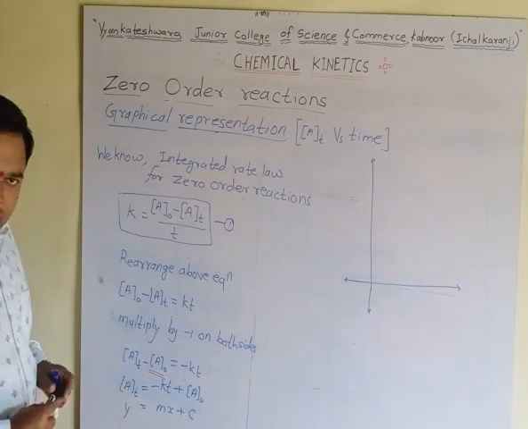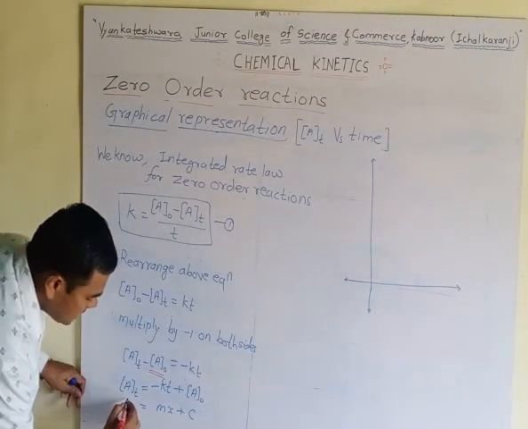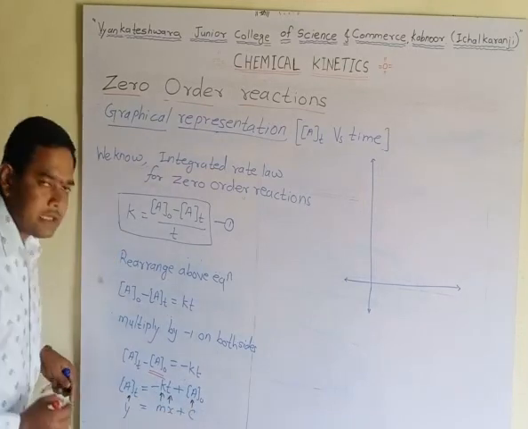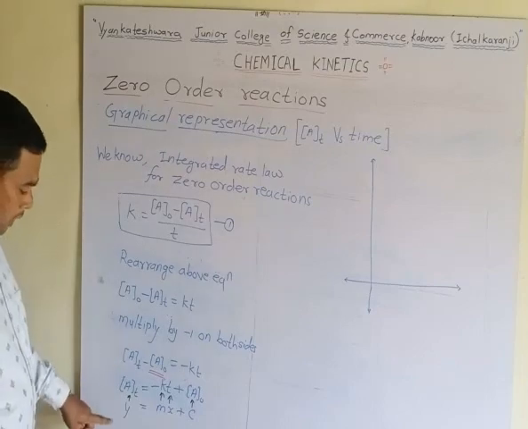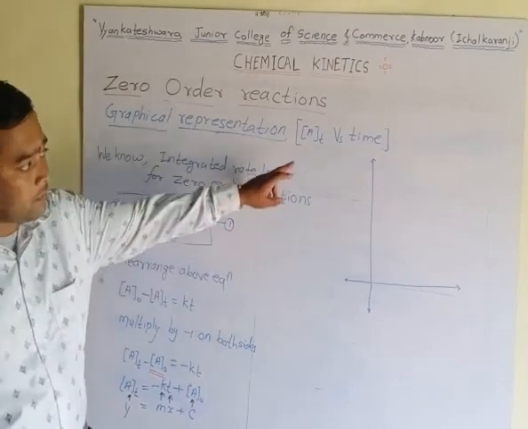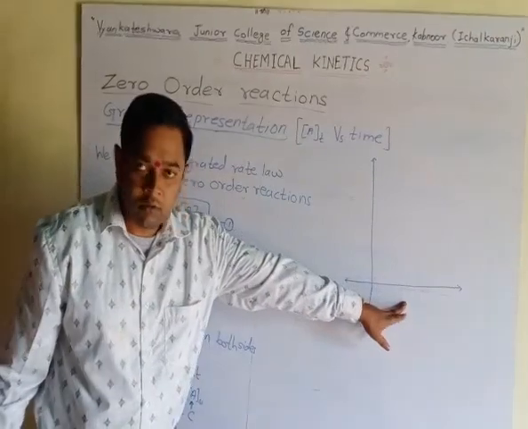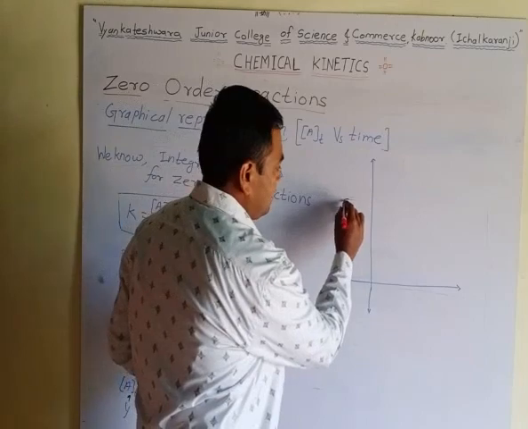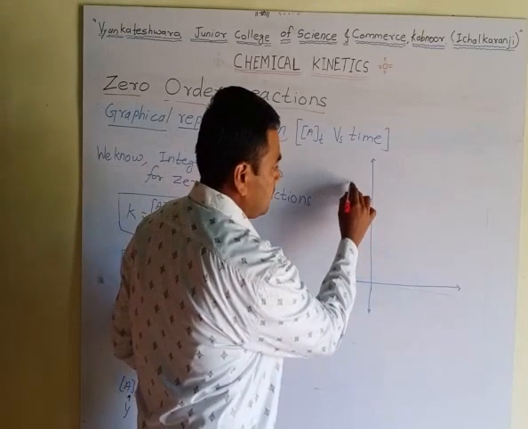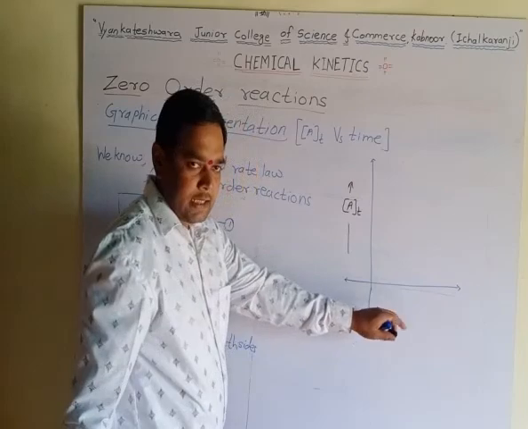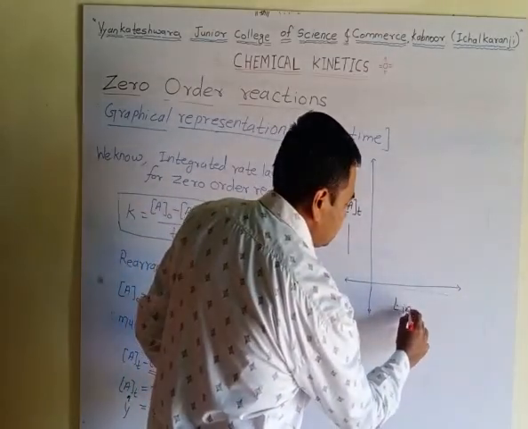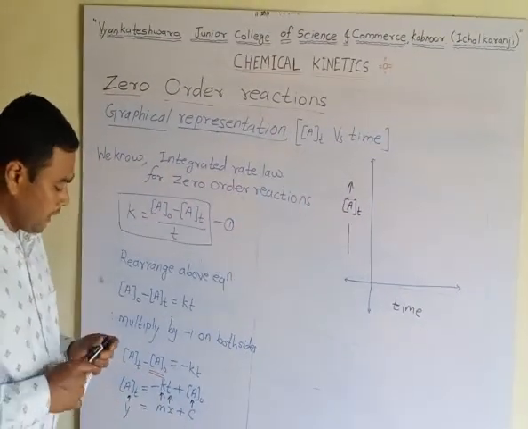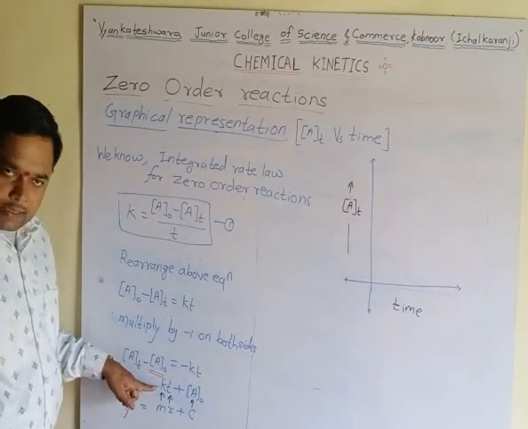This equation is in the form of the straight line equation y equal to mx plus c. Then we can plot the graph of At. On the y-axis, concentration of At is plotted, and on the x-axis, time is plotted. Then we get a negative slope. k is a negative slope.